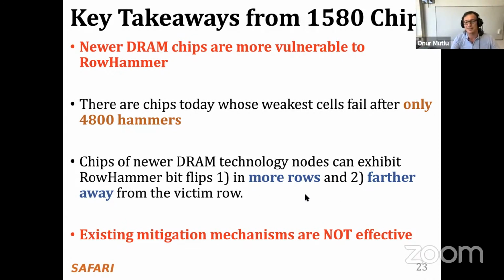Okay, there's clear indication that spatially RowHammer is becoming worse also because you can induce bit flips in more rows and farther away from the victim row as well. And it turns out existing mitigation mechanisms are not effective. This paper also shows that with analysis of more than 1,500 DRAM chips. So we're going to talk about this in more detail. And I think this is really fascinating.